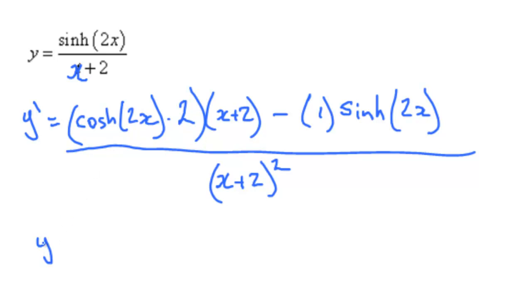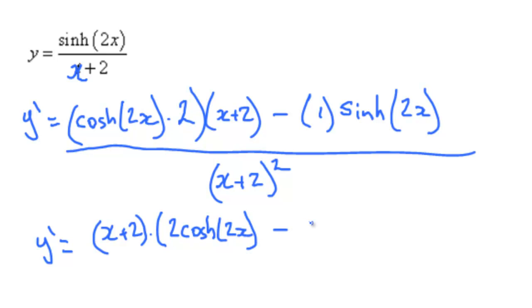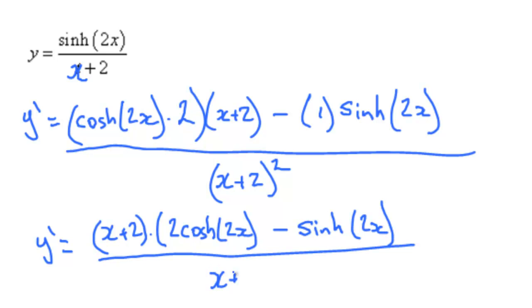And a little rewriting to make it easier to see. We'll keep the x plus 2 in brackets in the front. 2 hyperbolic cosine of 2x minus hyperbolic sine of 2x all over x plus 2 squared. And so there's 6 examples of hyperbolic trig derivatives. Hopefully they'll help you understand your problems a little bit better.